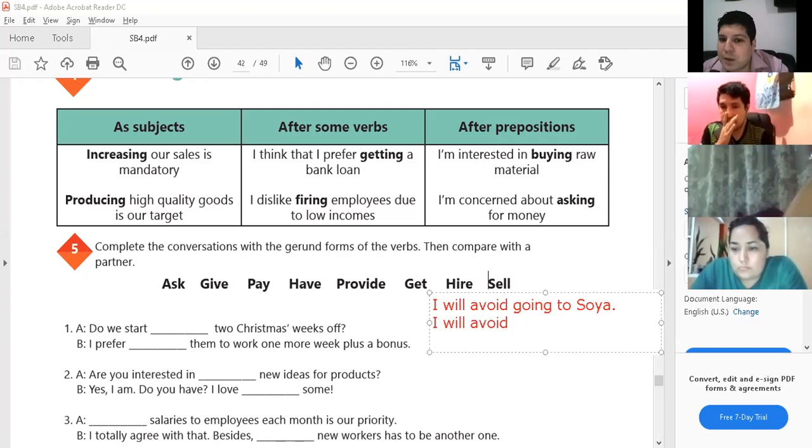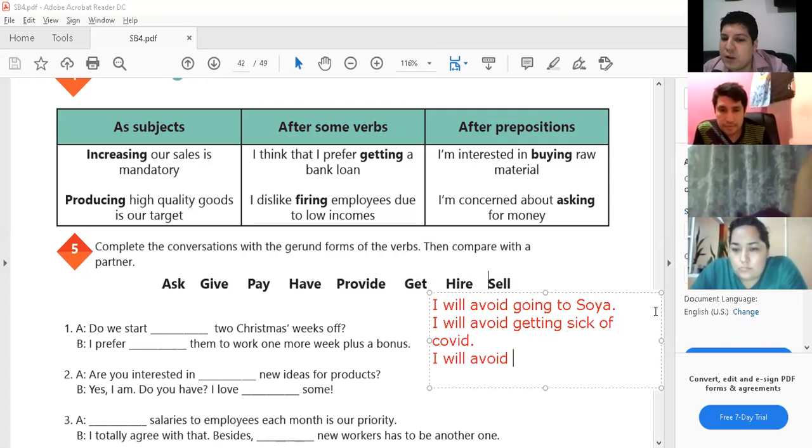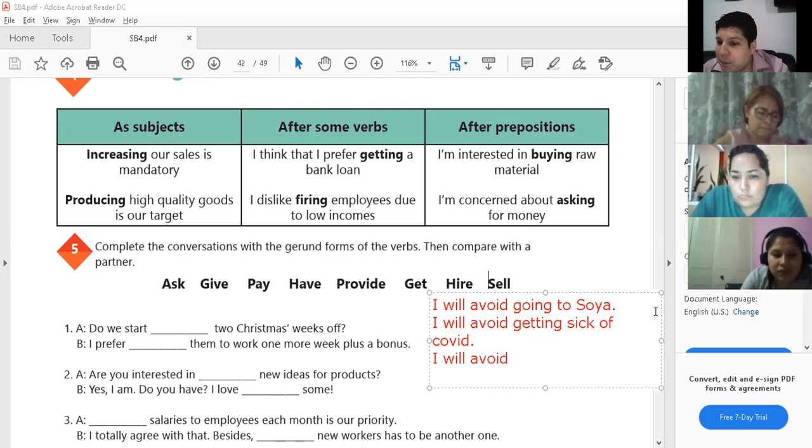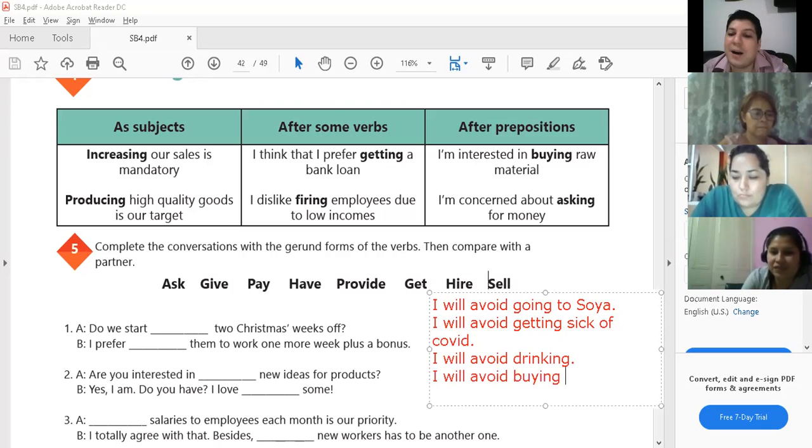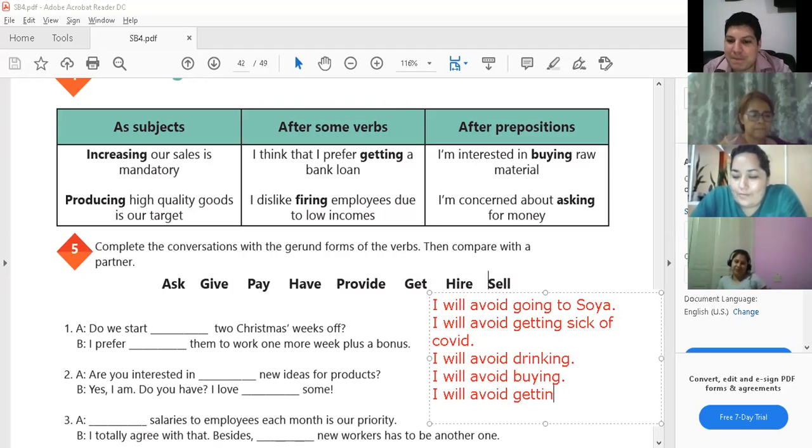I will avoid getting sick of COVID. Very good. What else? I will avoid drinking. Voy a evitar beber. It's just an example, okay? I will avoid buying unnecessary things. I will avoid getting fat. Engordar en la vacación. I will not avoid getting fat. I can't help it. Never.